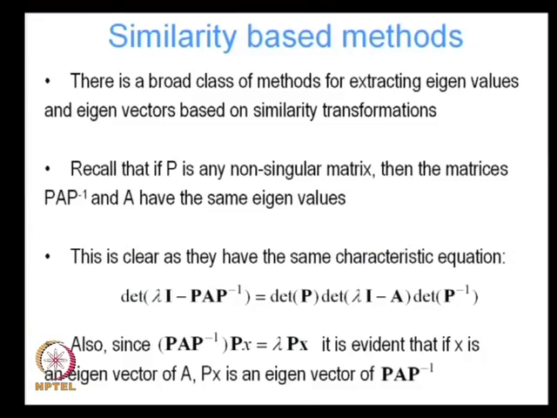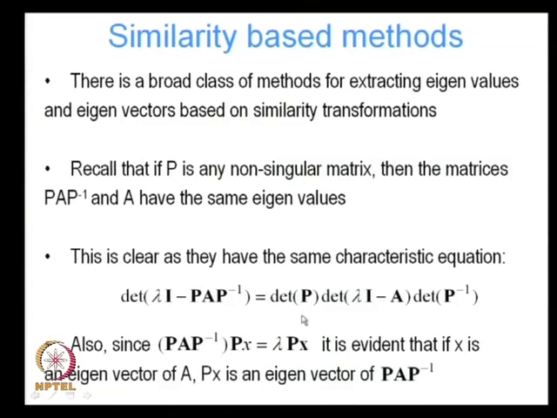And we also know that determinant of P is equal to 1 by determinant of P inverse, right. So, determinant of A is equal to 1 by determinant of A inverse. So, determinant of P and determinant of P inverse cancel out, and I get determinant of lambda I minus A, which means that P A P inverse and A have the same characteristic equation, and we know that our eigenvalues are nothing but the roots of the characteristic equation. So, the eigenvalues have to be the same.